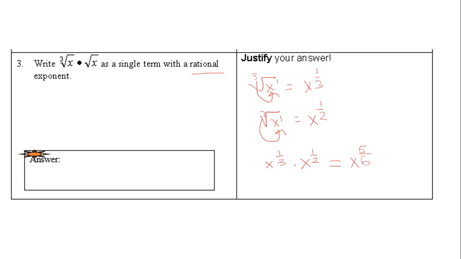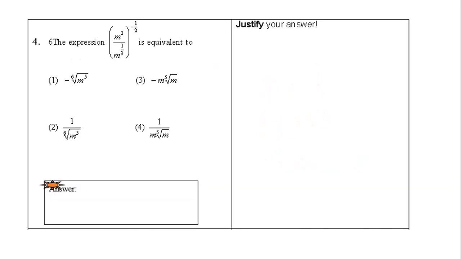Okay, so the cubed root of x times the square root of x with a rational exponent is x to the 5/6. Now we're going to go on to question number 4. Now question number 4 has, first of all, a typo in it. That 6 should not be there.